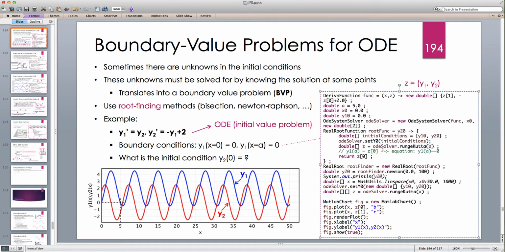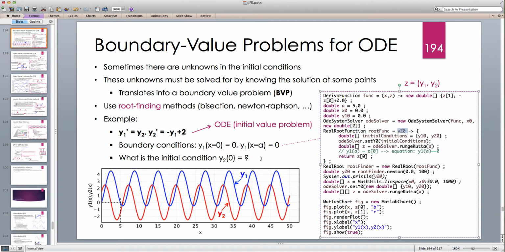So double z = ODE solver dot runge-kutta at a. It returns an array of two values. The first one is y1 at a, the second one is y2 at a, which is z1. We want to enforce the fact that y1 at a should be 0. And remember, a real root function, when we pass it to a real root object, is basically a function that is solved for the variable by setting the root function to 0. So if I return the value of z0, then the root finder finds the value of y2 0 by setting y1 at a to 0. All right, so this is our real root function.